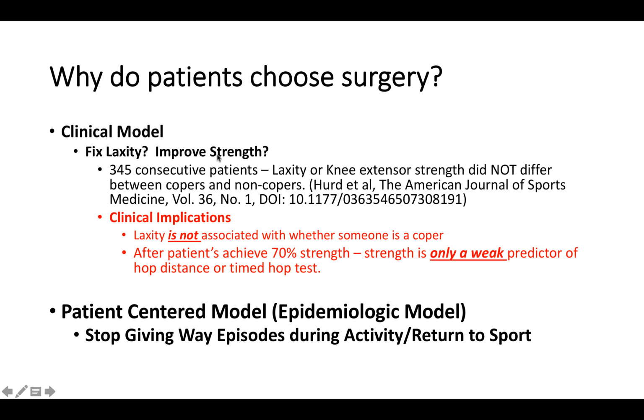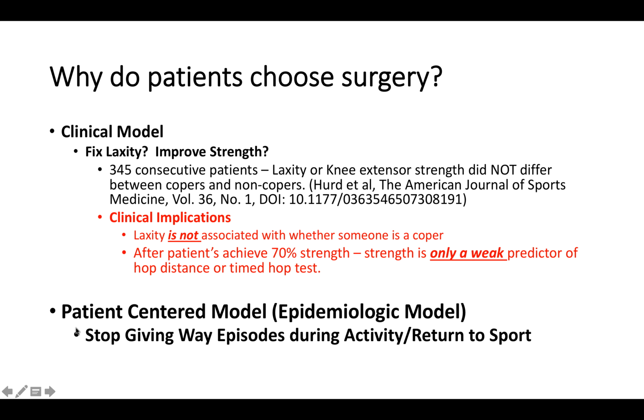So why do patients choose surgery? It's clearly not to fix laxity or improve strength. In 345 consecutive patients, there was really no difference in laxity overall when comparing copers to non-copers. Knee extensor strength was slightly different, but the association wasn't very strong. And when they correlated these same readings to things like ability to hop or self-report, the correlations were weak.